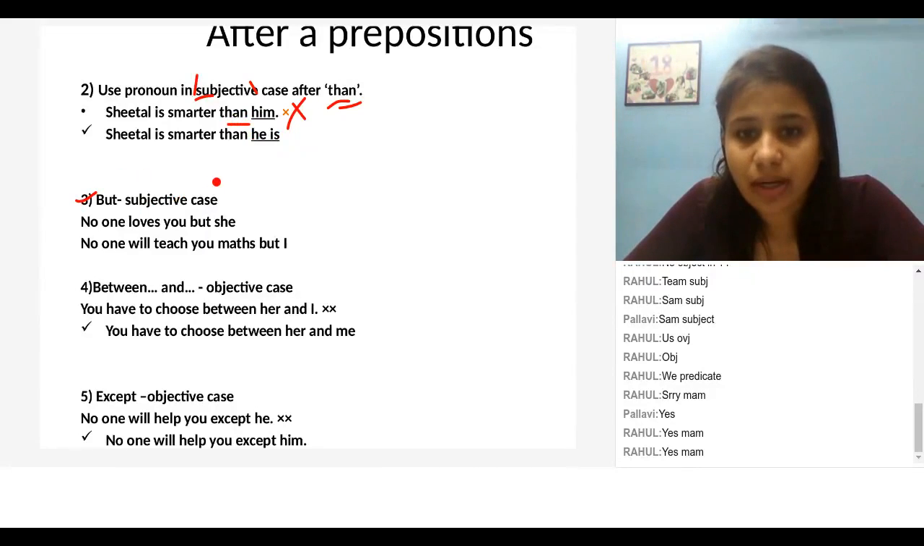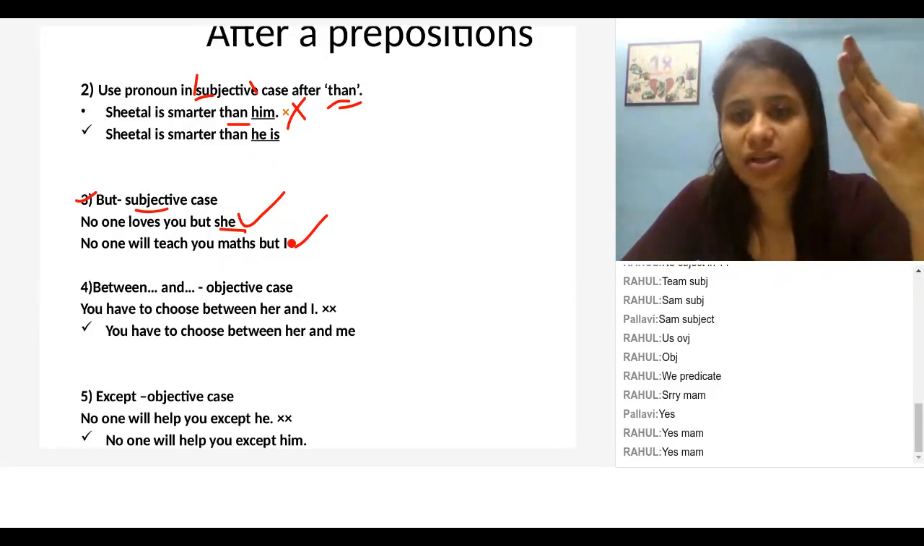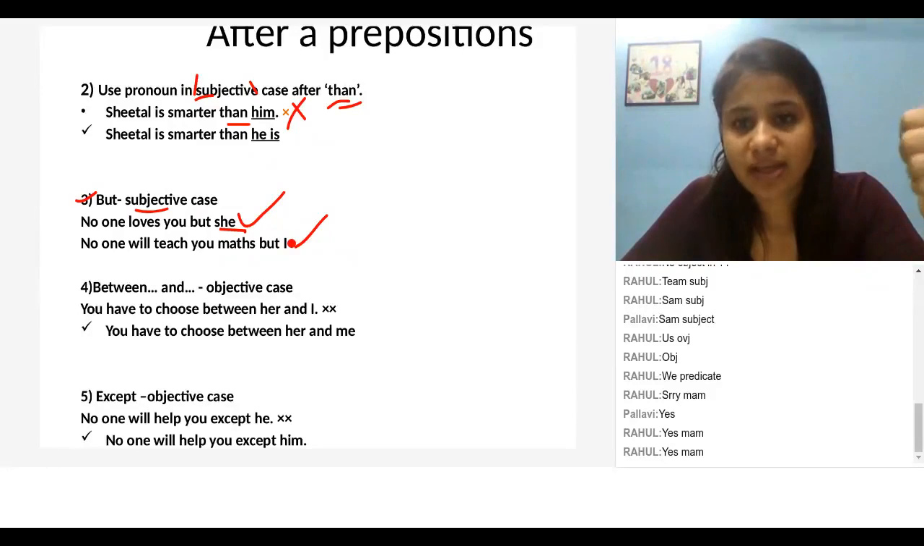Even after "but", whenever we have a "but", we'll have a subjective case. "No one loves you but she." This is correct. "No one loves you but her" will be incorrect. "No one will teach you maths but I." Again, this is correct. "I" is again the subjective case. So in three conditions we are going to have a subjective case, that is in case of "to be", in case of "than", and in case of "but".